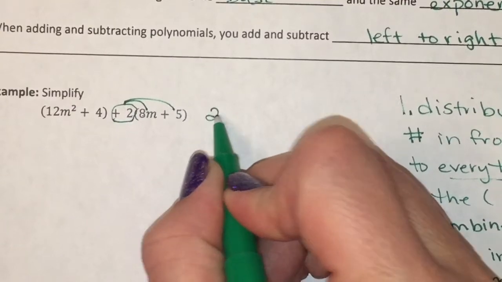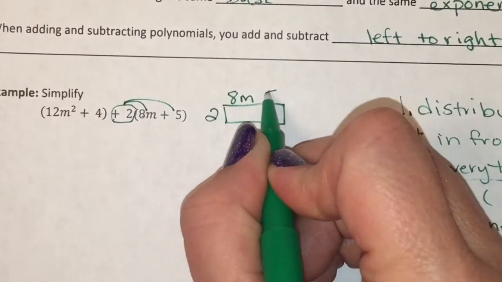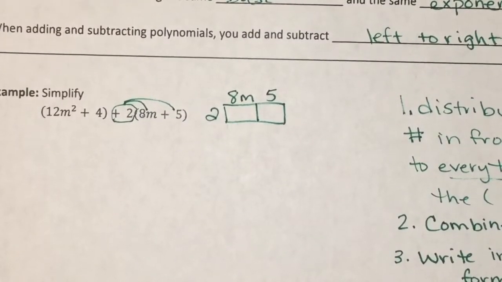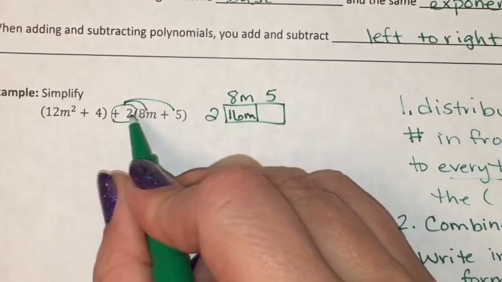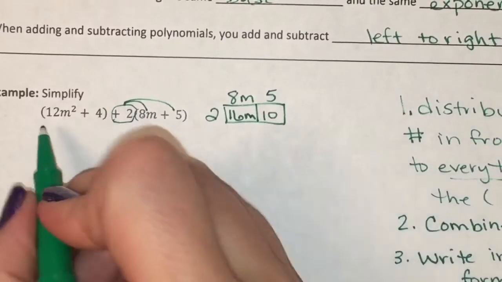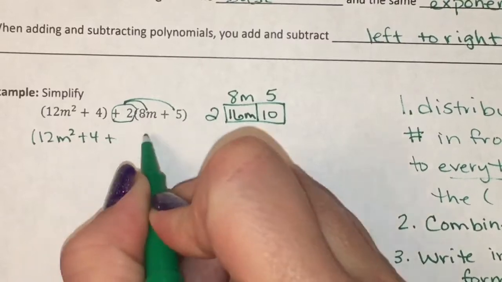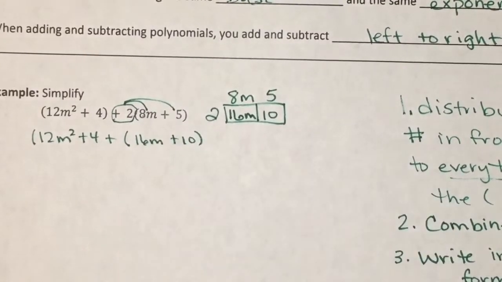Now, some of y'all like to do the box method, so if you prefer that, then you do you. If you don't want to do the box method, you're good doing it in your head. I don't care, as long as you get it done, you do it right. So 2 times 8m will be 16m. 2 times 5 is going to be 10. So if I just were to rewrite this expression, I would then be adding 16m plus 10.